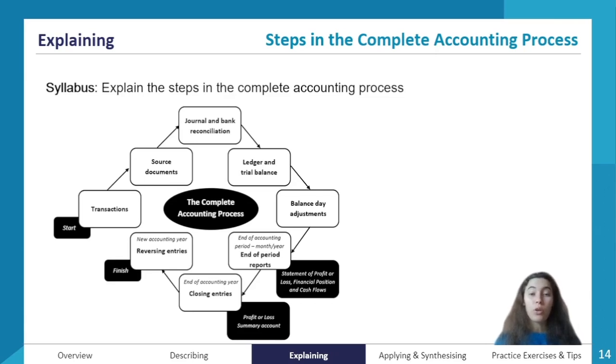Then you've got your journal and your bank reconciliation, your ledger and trial balance, balance day adjustments, and then at the end of the accounting period, you've got your reports, so your fully classified statement of profit or loss, financial position, and cash flows. You've got your closing entries, so that's our profit or loss summary account I mentioned. And in the new accounting year, at the end finish section there, you've got those reversing entries on the first day of that new accounting period.